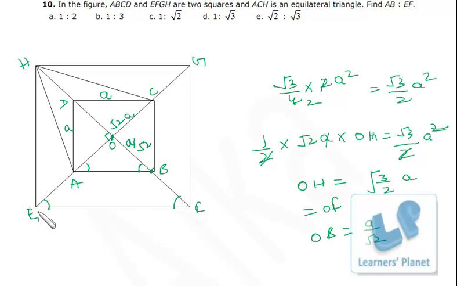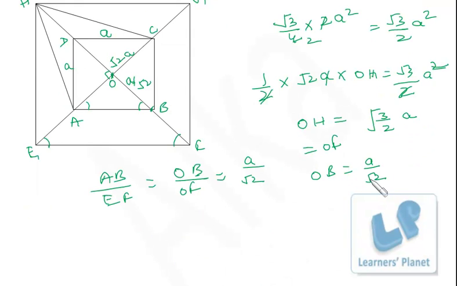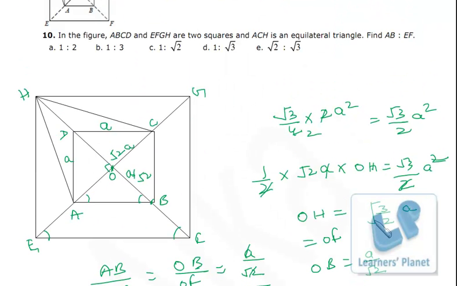So AB by EF is equal to OB by OF. And OB we know A by root 2, and OF is root 3 by root 2A. So root 2 is cancelled, so it is 1 by root 3. Okay, so what is AB by EF? That is 1 by root 3.